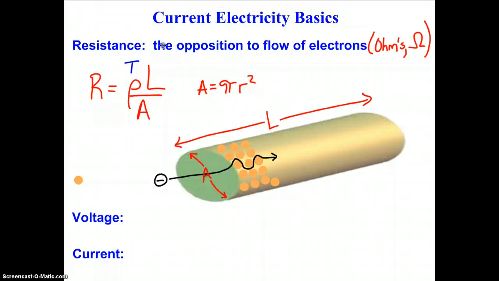The electricity term for cross-sectional area is gauge. Some of you may be familiar with guns, etc. Gauge is done by number, and the lower the number, the larger the diameter. So for example, a 12 gauge wire would have a larger cross-sectional area than a 14 gauge wire that you would use to wire your house, for example.